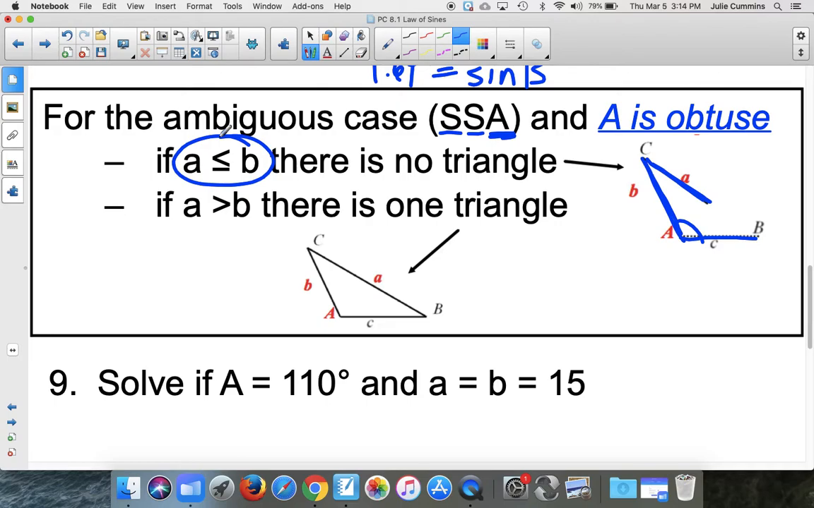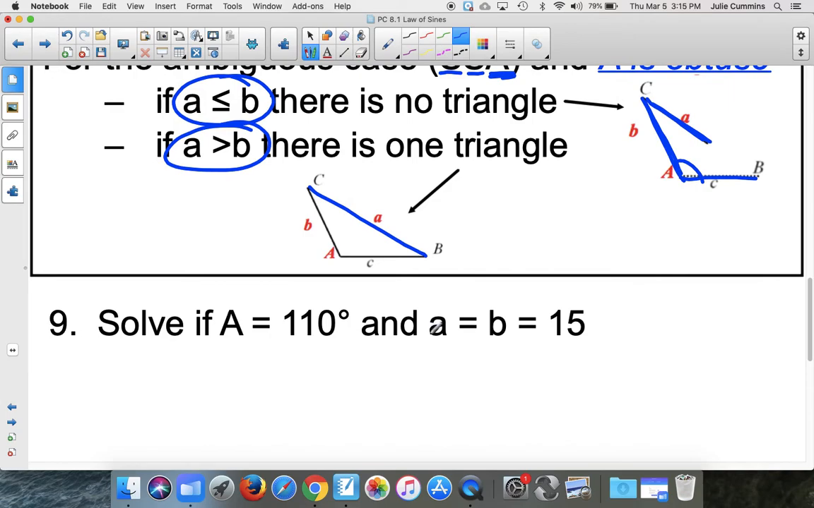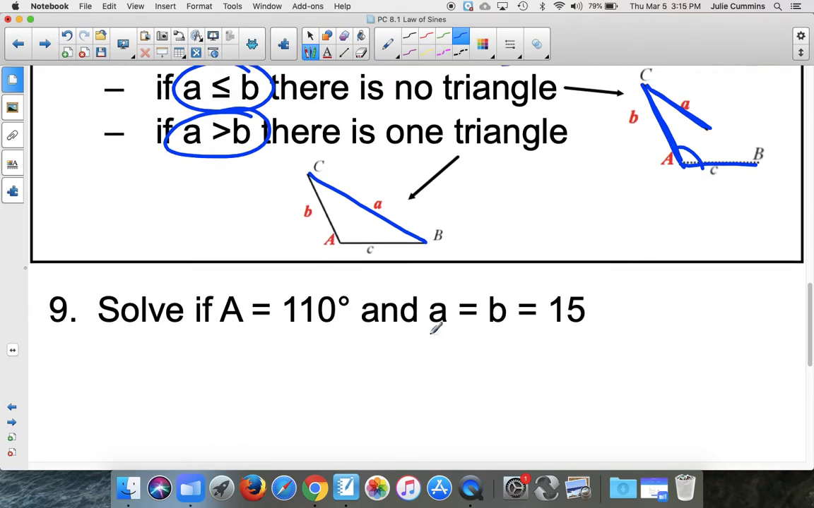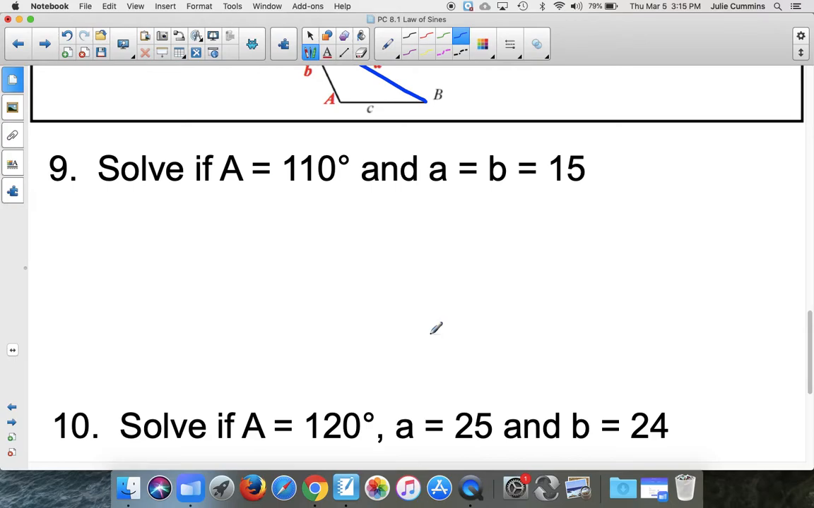It's not long enough. But if A is more than B, it's going to be okay. This side A is going to be long enough to reach it. Okay, so it just depends on it. And that's why I suggest drawing the triangles, because you'll be able to see what's going on better. So let's check out this one.